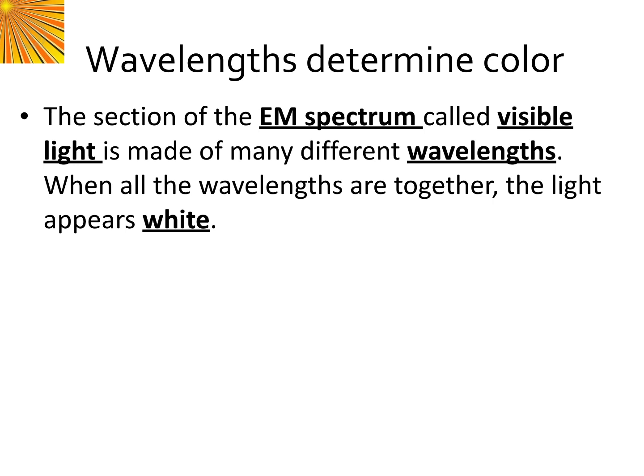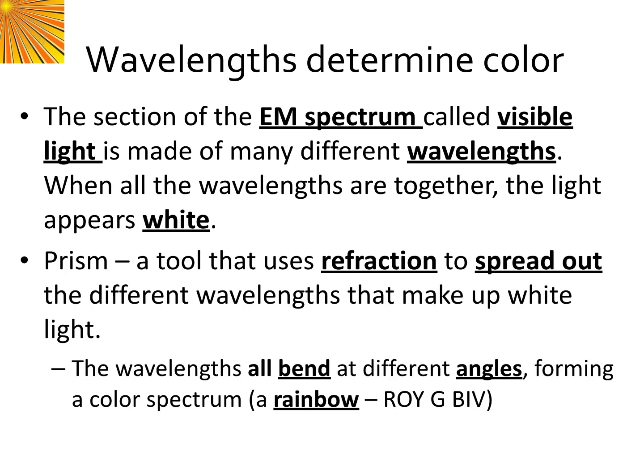And when all the wavelengths are together, the light appears white. That's why it's called white light. There's a tool called the prism. That prism uses the wave behavior of refraction to spread out the different wavelengths that make up white light. So the wavelengths all bend at different angles, forming a color spectrum called the rainbow, which you were taught a long time ago. And this is also how rainbows form in the sky: the white light being produced by the sun is being bent, and that's where you see the rainbow from.